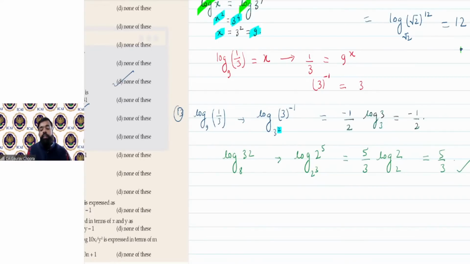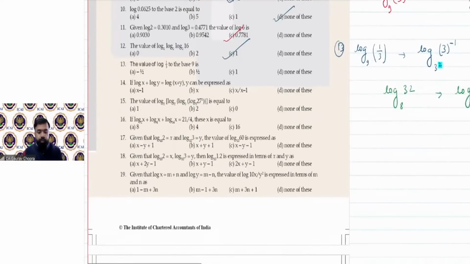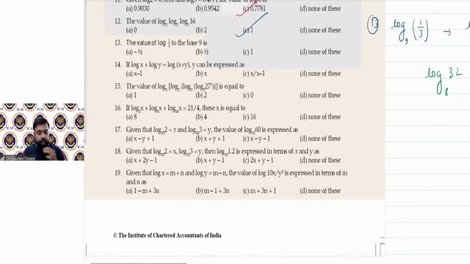And 9 can be written as 3 square. So the base is the same, so the powers will be equal. Therefore, the value of x will be equal to minus half. So these are the two ways of solving the question. You can solve in any manner, no worries. So this was question number 13. Then let's try some more questions.